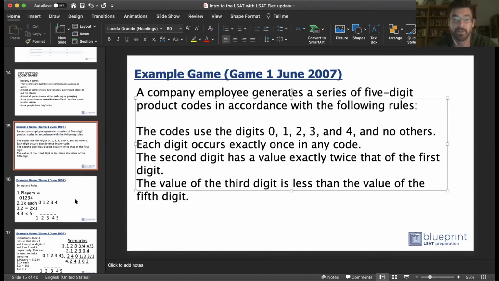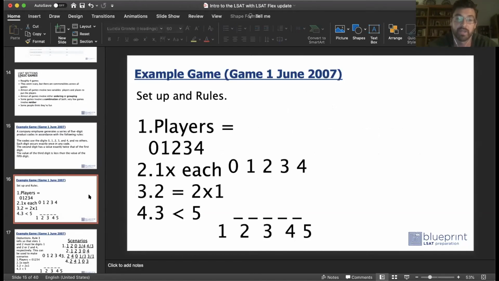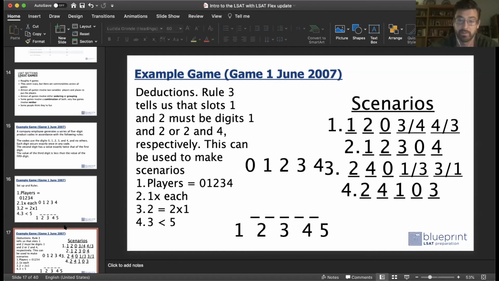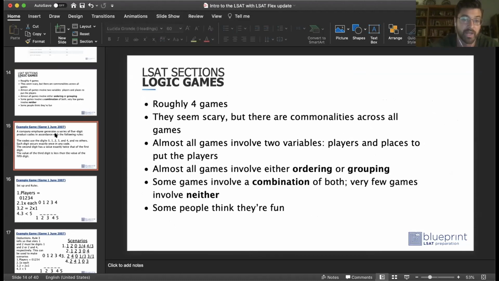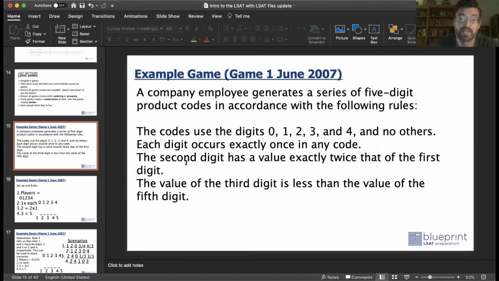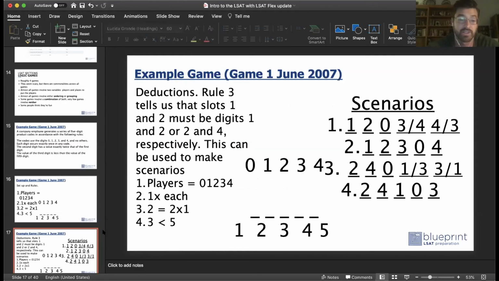At this stage, it might be a little bit complicated, but what we'll do is set up a series of rules, just like this. We've got our players 1, 2, 3, and 4. Then we've got number 2, number 3, and number 4 all listed here to make it a little bit more comfortable. Then we'll come up with deductions. You see it on the left side of the screen here. Rule number 3 tells us that slots 1 and 2 must be digits 1 and 2, or else digits 2 and 4, because that's the only way to accommodate the rule that says the second digit has a value exactly twice that of the first digit. So we'll want to make sure to take that into account.